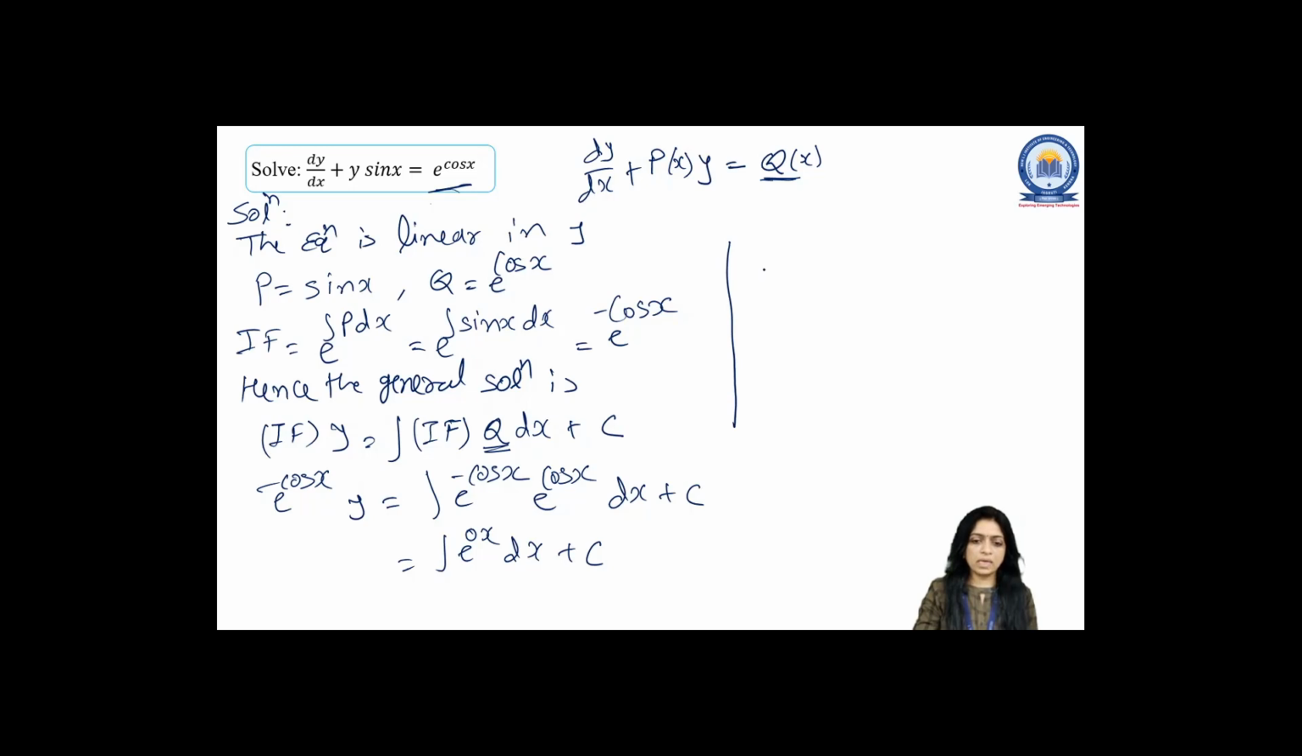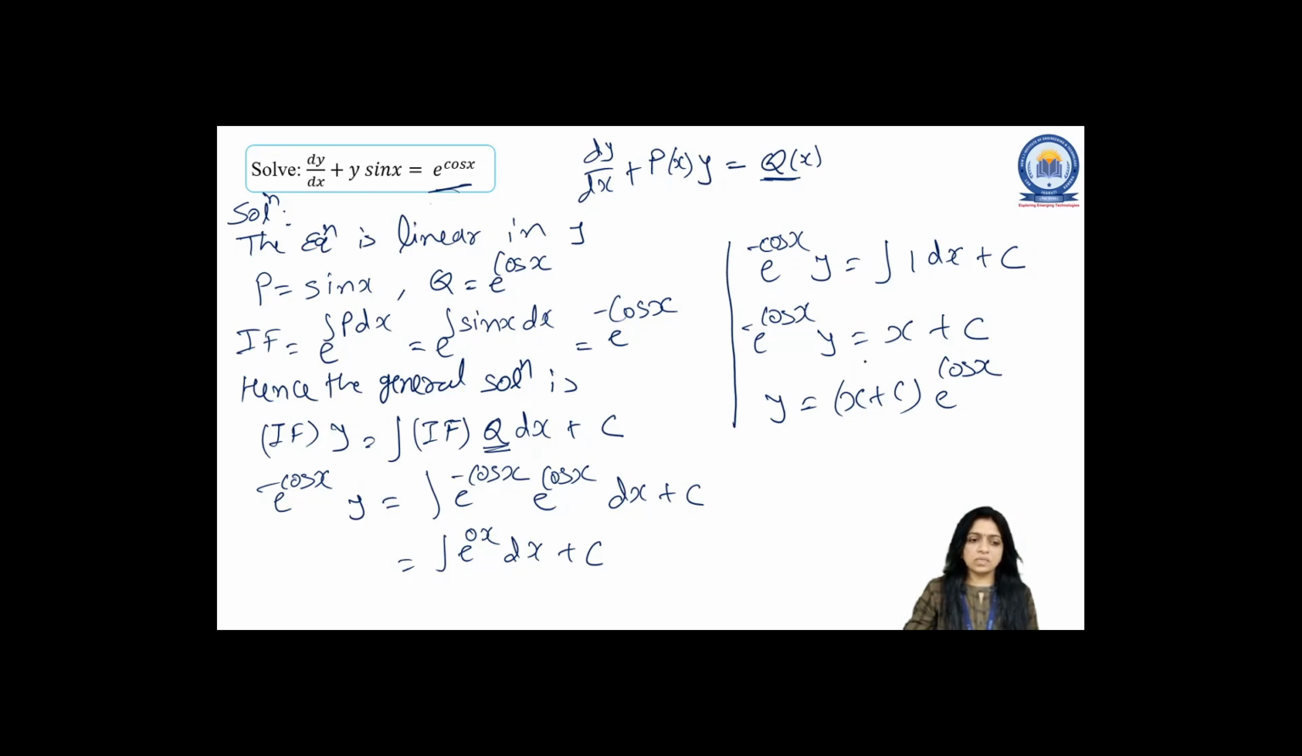So e raised to minus cos x into y equals integral of 1 with respect to x. So e raised to minus cos x into y equals x plus c. This is the general solution of the given differential equation. You can also write it as y equals (x plus c) into e raised to cos x if you wish, right? So this is the answer of your given linear differential equation.